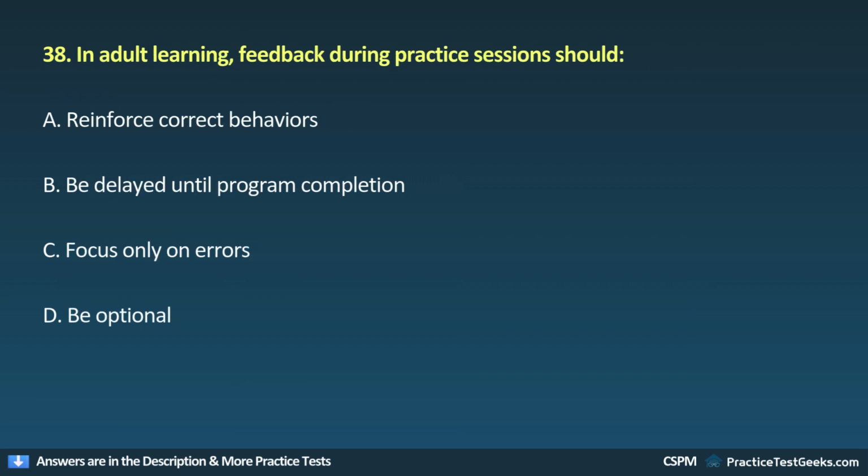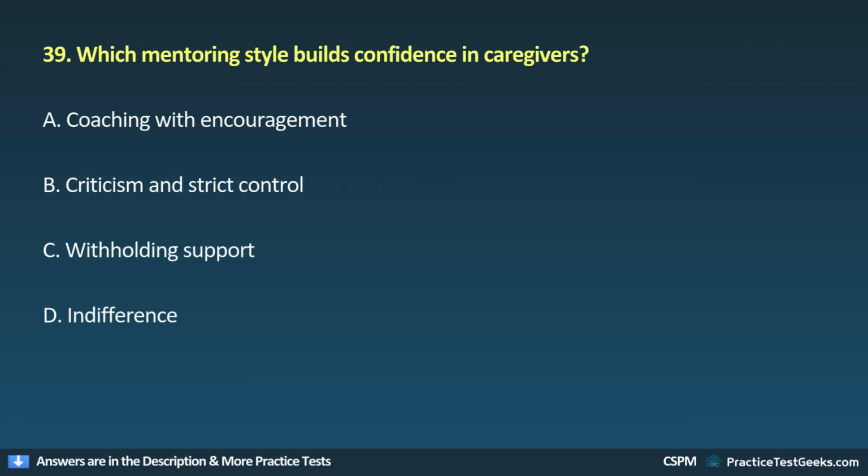38. In adult learning, feedback during practice sessions should A. Reinforce correct behaviors. B. Be delayed until program completion. C. Focus only on errors. D. Be optional. 39. Which mentoring style builds confidence in caregivers? A. Coaching with encouragement. B. Criticism and strict control. C. Withholding support. D. Indifference.